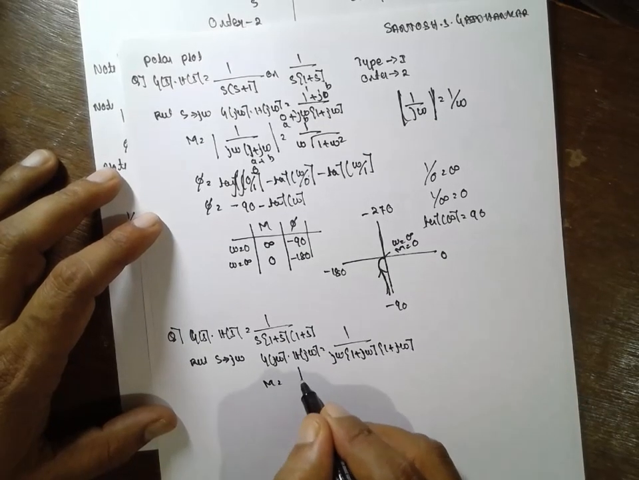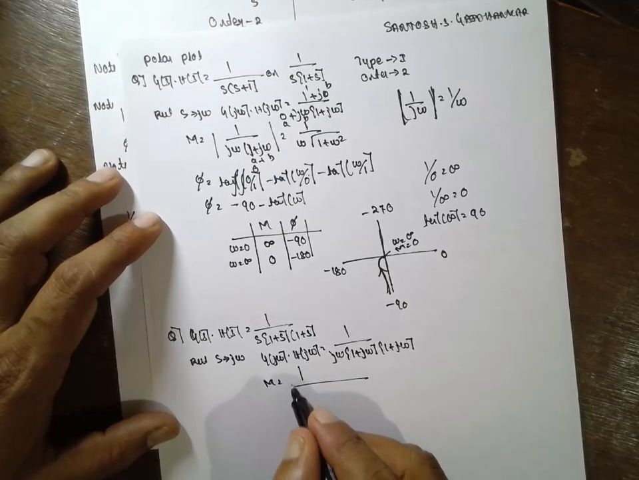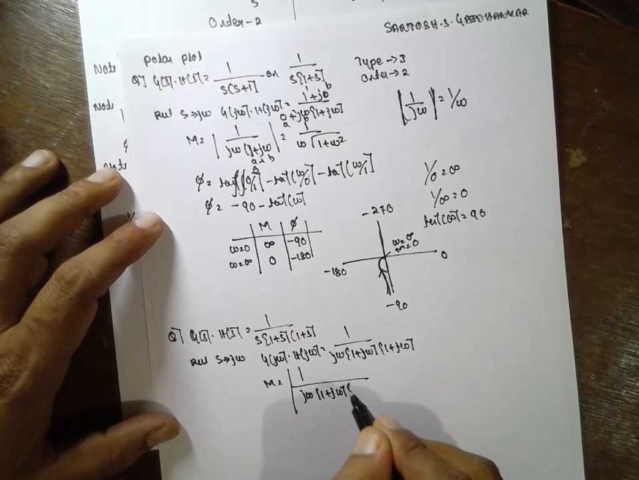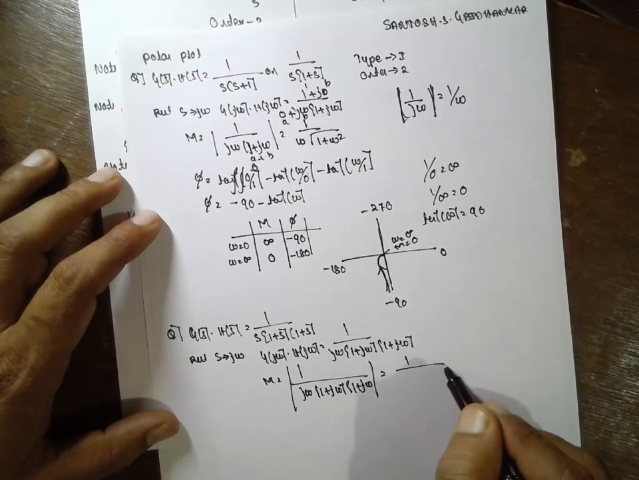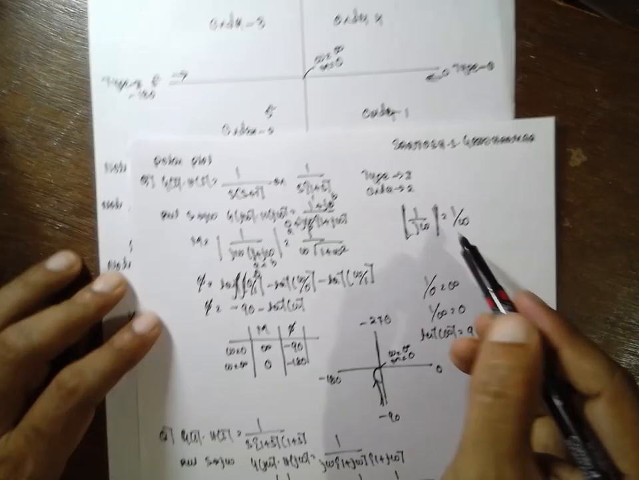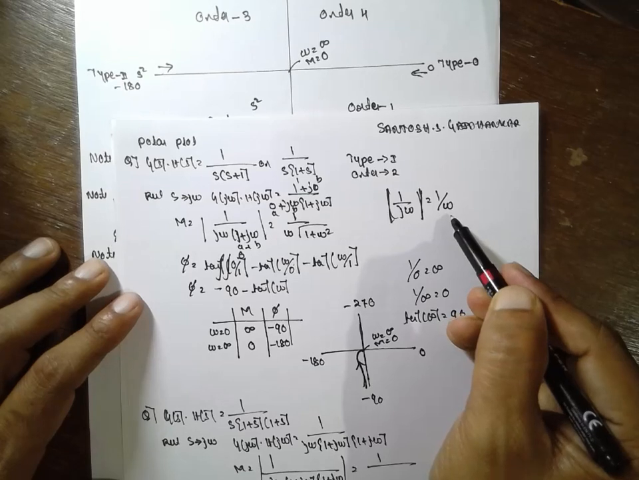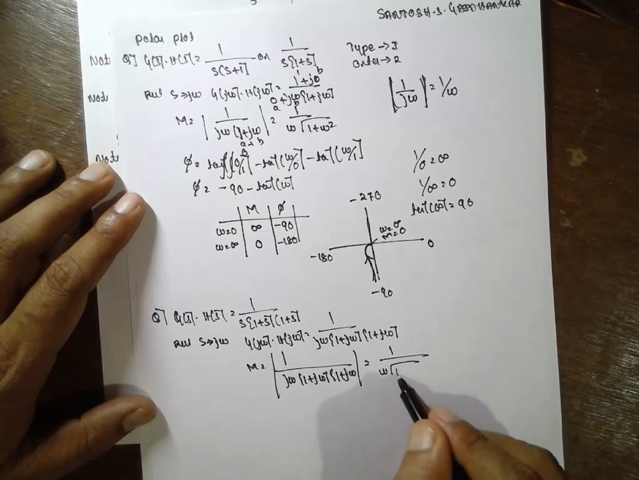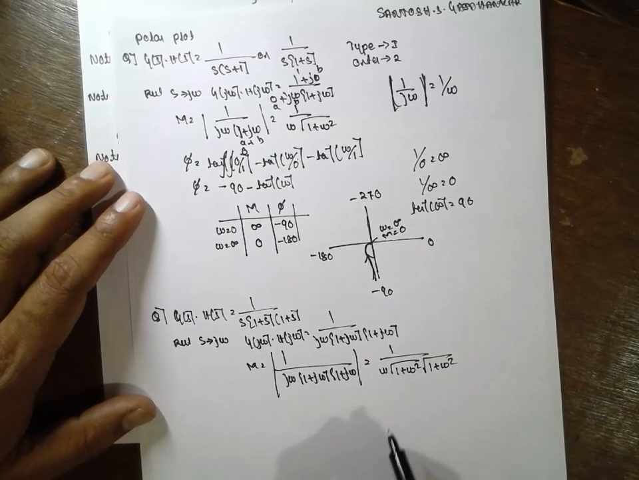If you consider the magnitude, you have to consider the magnitude of this also. I'm writing it. J omega, 1 plus j omega, 1 plus j omega. Magnitude of 1 divided by j omega is nothing but 1 divided by omega. This is 1 by omega root 1 plus omega square, 1 plus omega square.